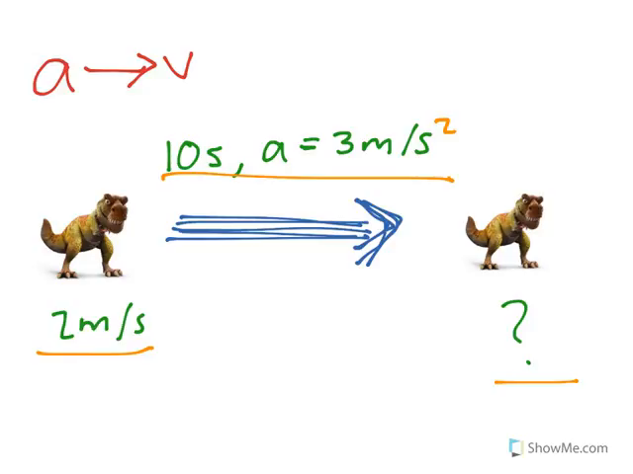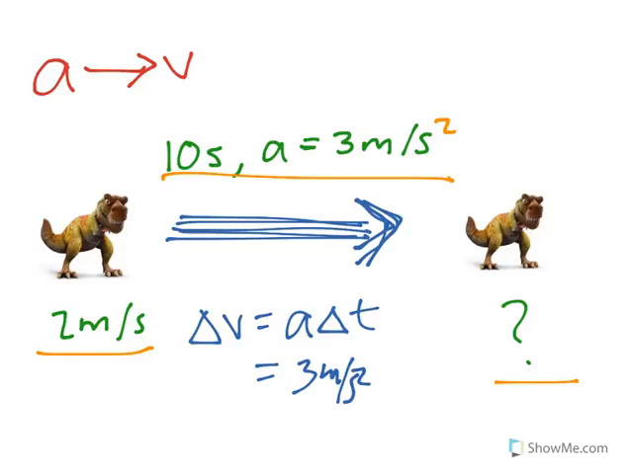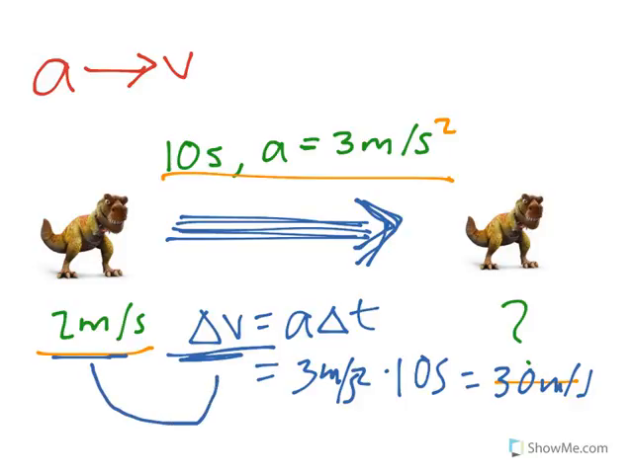Let's see here. The change in velocity is equal to the acceleration times the change in time. So we have 3 meters per second squared times 10 seconds, which is 30 meters per second. But remember, this is only the change in velocity. It doesn't account for his initial velocity. We have to add his initial velocity to his change in velocity to find his final velocity. So 30 meters per second plus 2 meters per second is 32 meters per second. Great job!